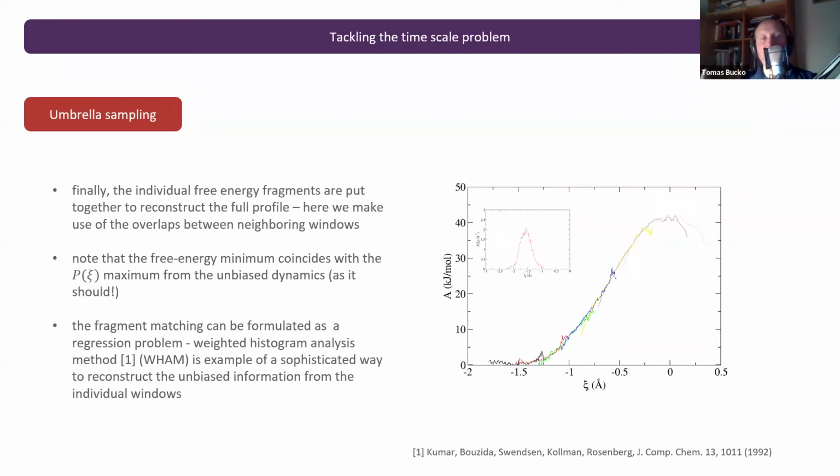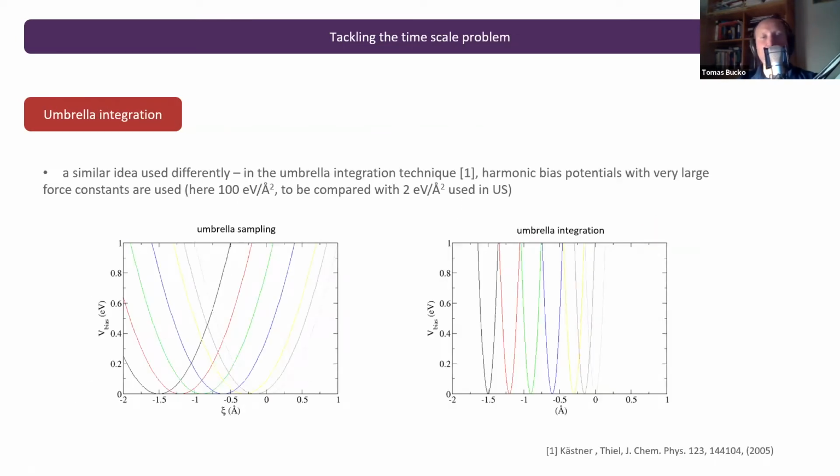Now I did this fragment matching in a naive way. I just wanted to demonstrate how things work, so I thought it's the best way to show you how the procedure is meant. But in fact, you can do this more effectively. You can formulate this fragment matching as a regression problem, and you can solve it without human intervention, without manual labor. This is done in a method called the weighted histogram analysis method. But I'm not going to talk about it. This is just a way of post-processing.